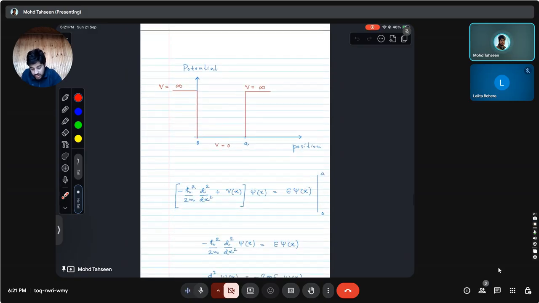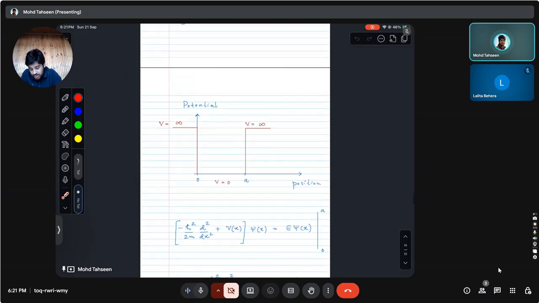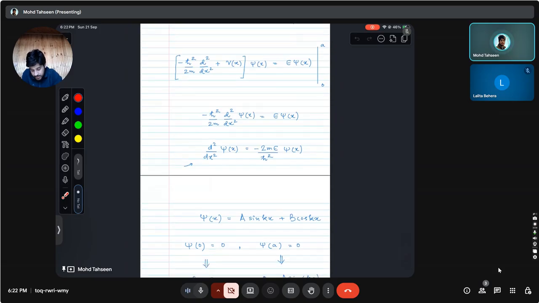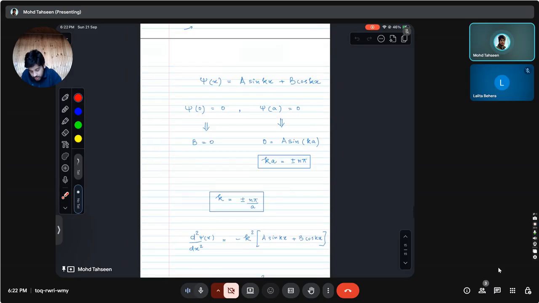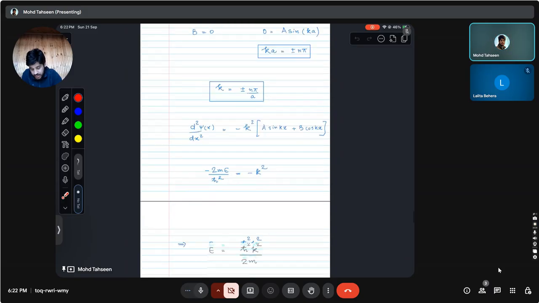And once we write the Schrodinger's equation for this, because within this region, within 0 to a, the potential is constant, we can very easily assume it to be 0. It will not change the nature of the solution. And when we solve this equation, we find that this wave number gets quantized, right? Similar to what we observed in a string when we confined it at two ends.